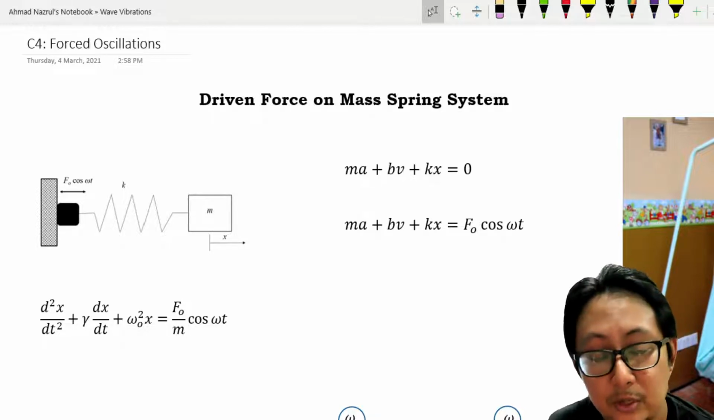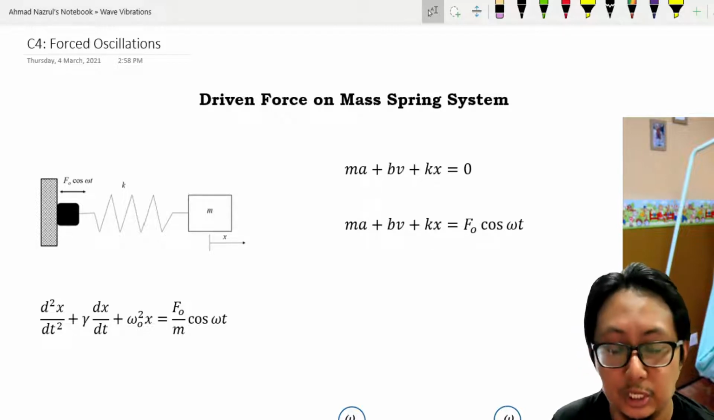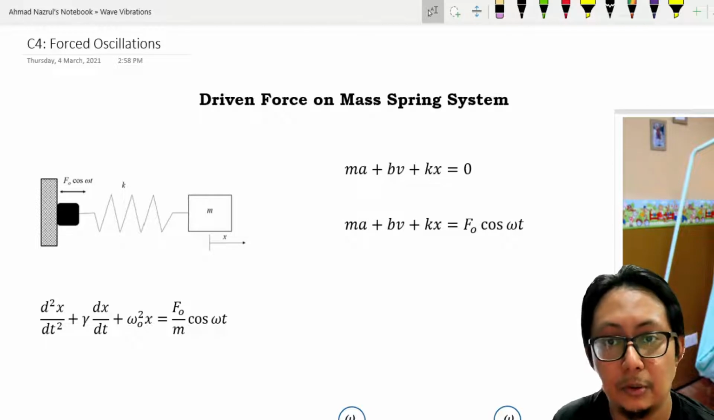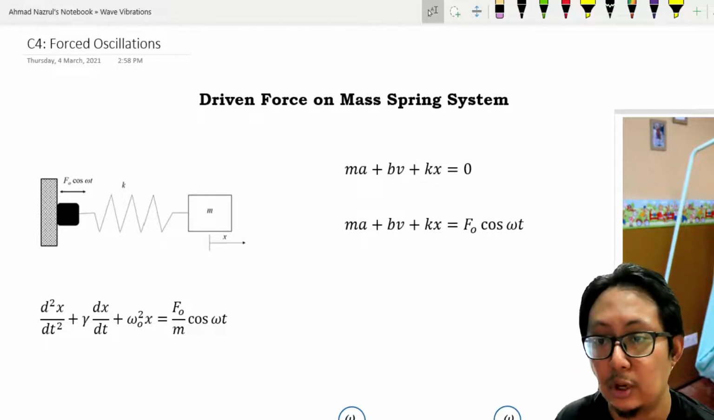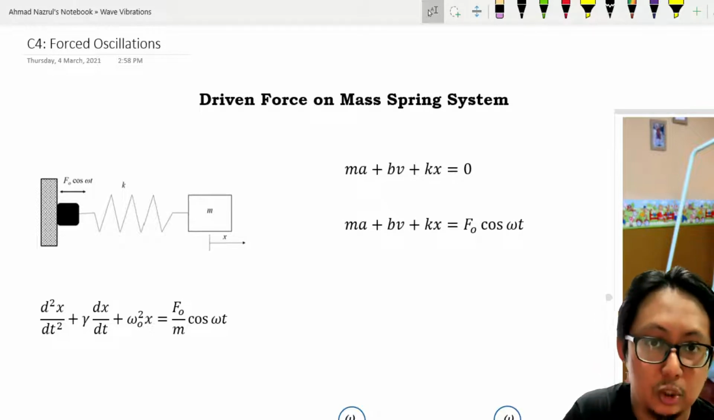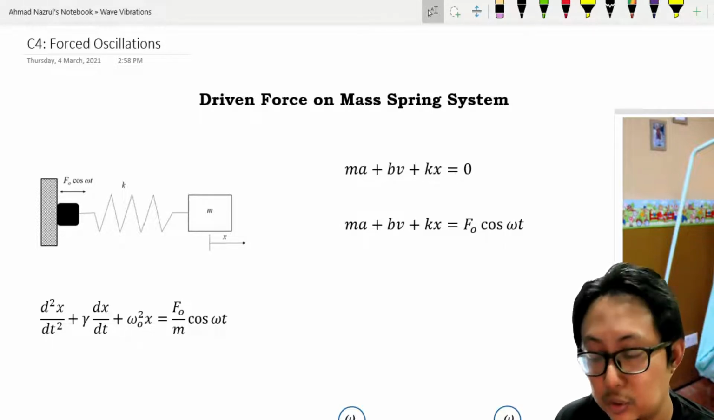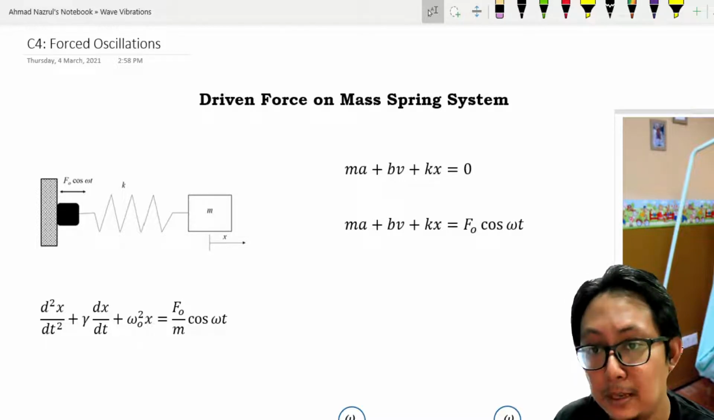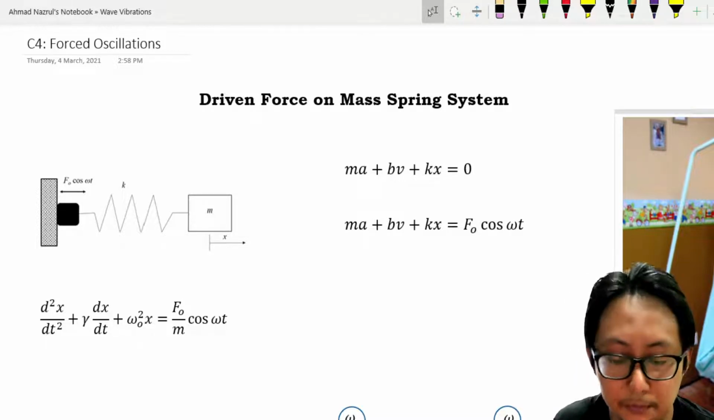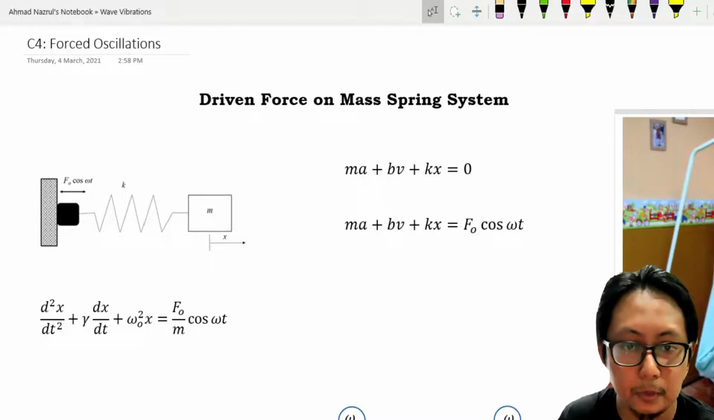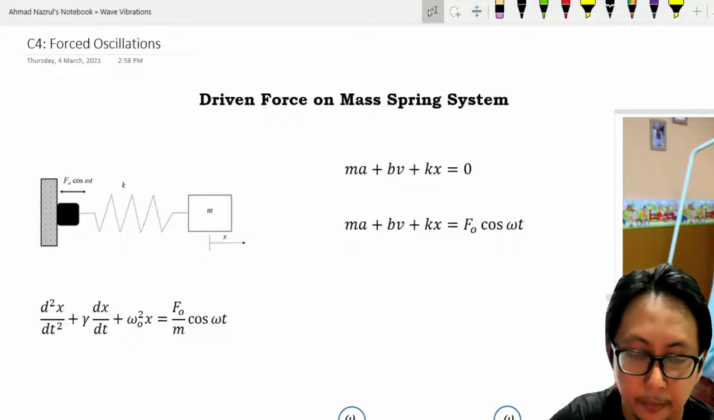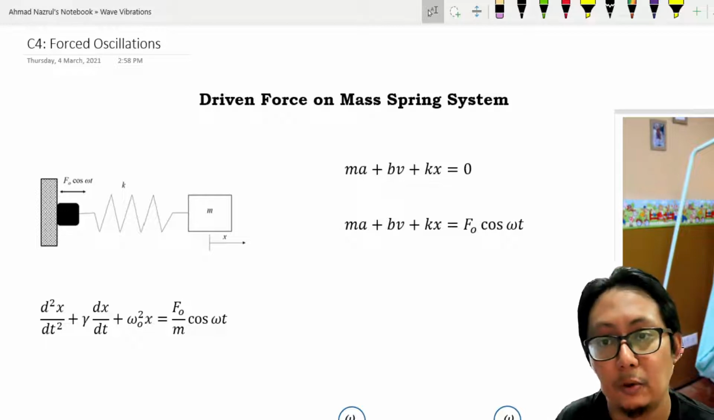Today, we continue with the lecture on waves and vibrations. In this video, we discuss the mass-spring system dealing with a driving force. I hope you still remember the simple harmonic motion of the mass-spring system as well as the pendulum, then the damping part of the mass-spring system. So what's the difference between simple harmonic motion and the damping part of the mass-spring system?